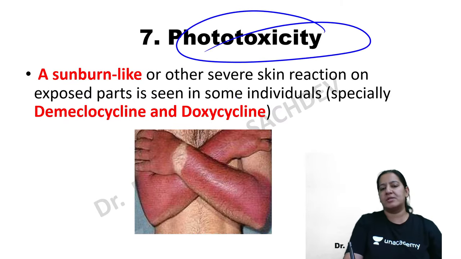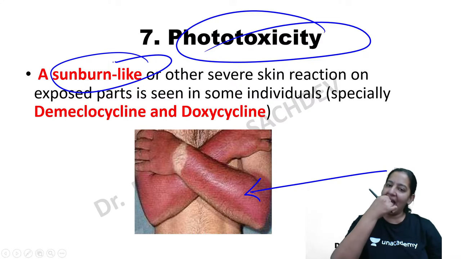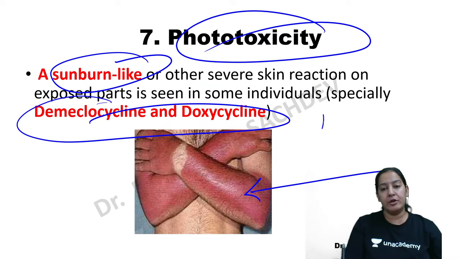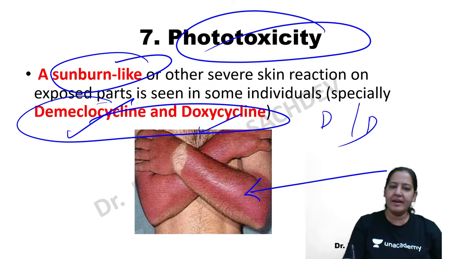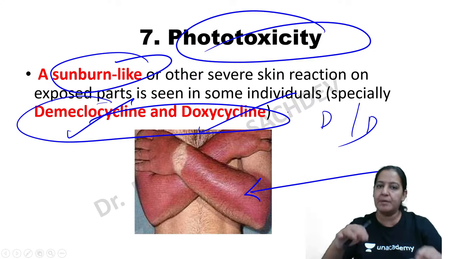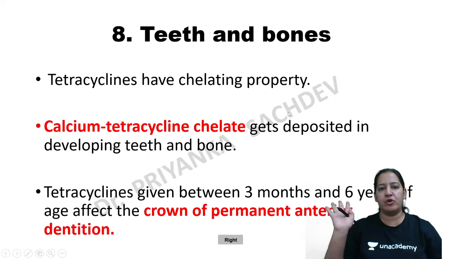The next is phototoxicity. A sunburn like reaction will happen. Just suppose I am the patient, I am taking any of the tetracyclines. Not any, only DD, that is both D, demeclocycline and doxycycline. If I'm taking any of them and I'm going directly in sunlight, I can have a sunburn like reaction, that is phototoxicity, because the drug is present in my blood, that can lead to phototoxicity.